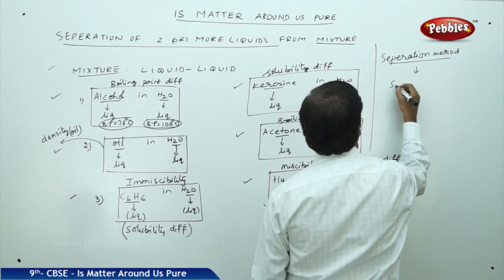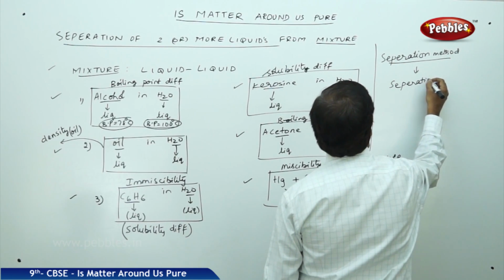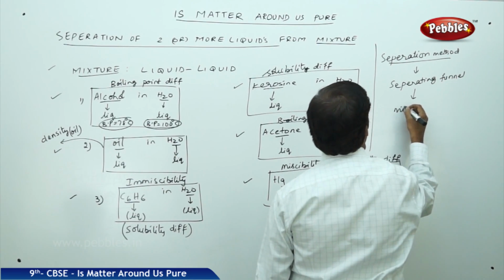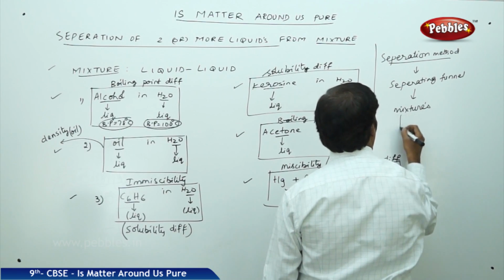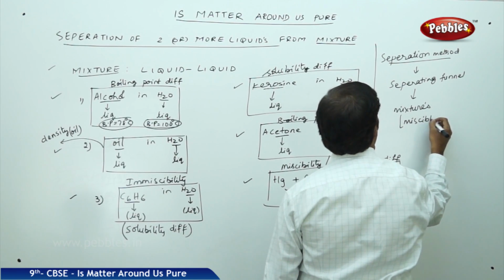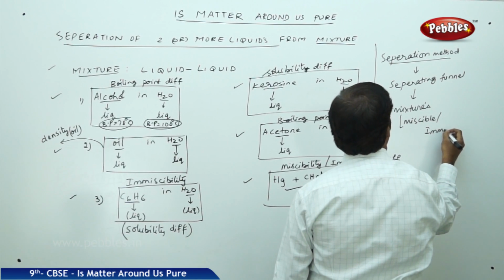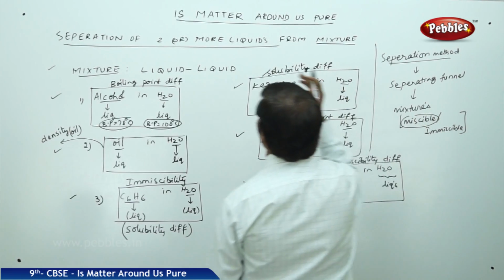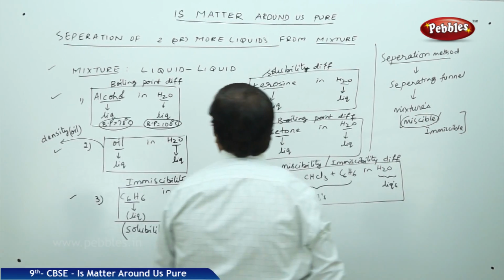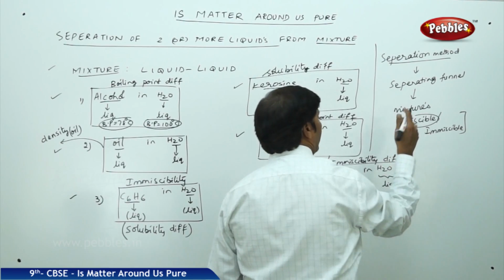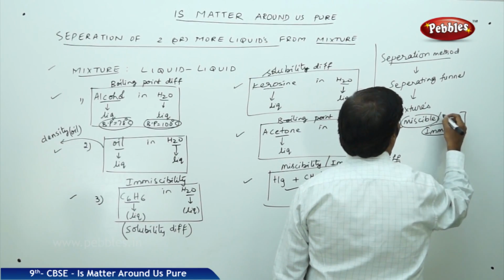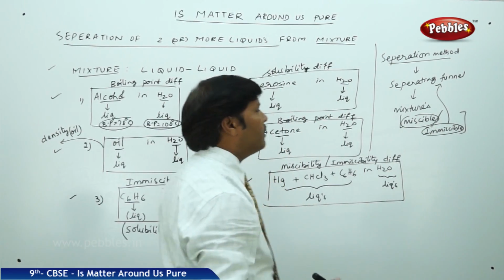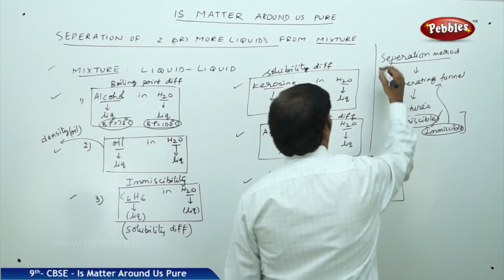the separation method is through a separating funnel. Funnels are for those mixtures which are miscible or immiscible. Of course, for miscible you can directly take the distillation method. Frankly speaking, immiscibility is used for separating funnel, and miscibility you can use for the distillation method. So whatever may be the case, this is one case.